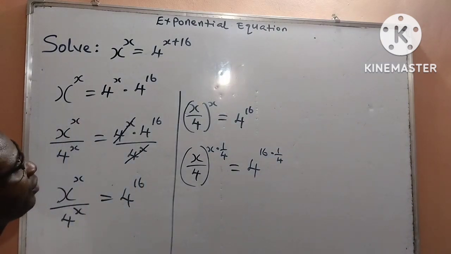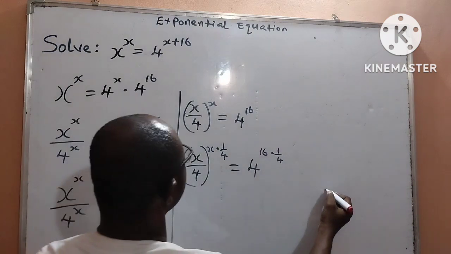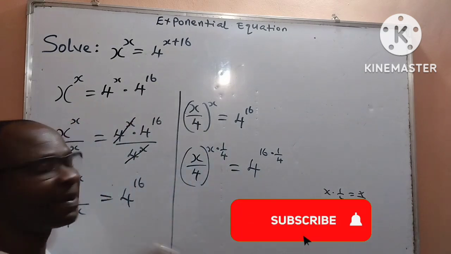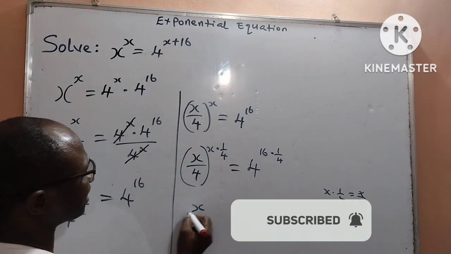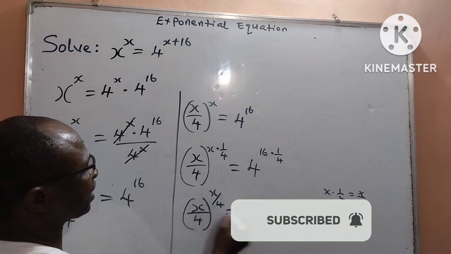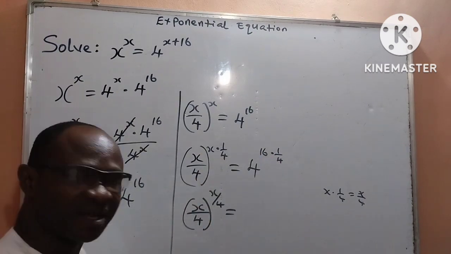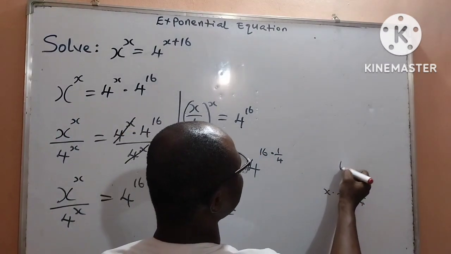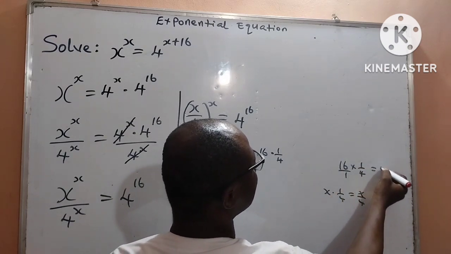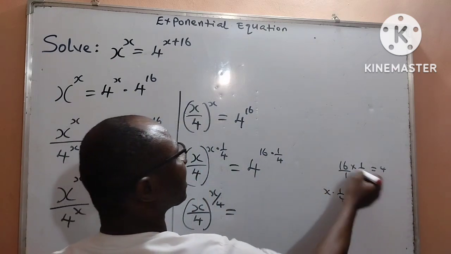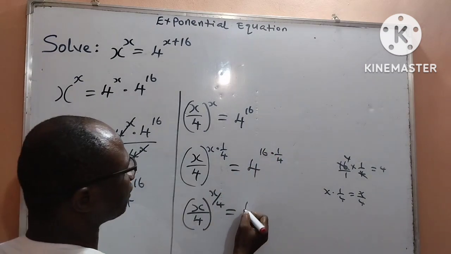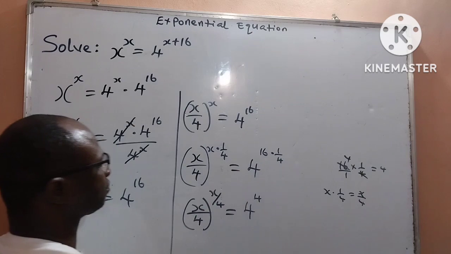Very good. At this point, you can agree with me that x multiplied by 1 over 4 is equal to x over 4. So by the left hand side, I will now have x all over 4 all to the power of x all over 4 will now be equal to, also by the right hand side, I shall have 16 multiplied by 1 over 4 is going to give me 4. Okay? That is 4 will cancel 16 to give me 4. Meaning that by the right hand side, I shall now have 4 to the power of 4. Beautiful.